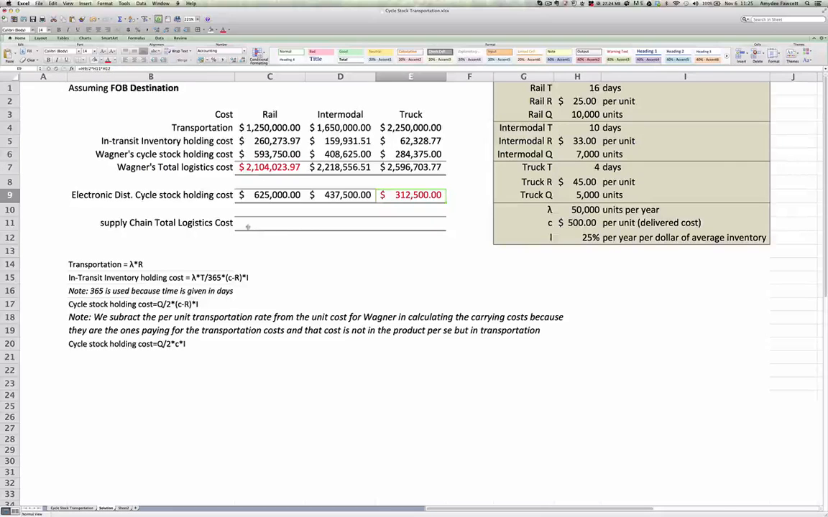Well, what if we take a global optimization perspective? What if we want to try to minimize total supply chain costs? Well, let's take a look at the sums of those two costs and you will quickly see what happens here. If we sum up the costs of Wagner and Electronic Distributors, you'll see that the lowest cost option would actually be to choose the intermodal transportation. That way we would minimize the sum of the cost to Wagner and Electronic Distributors, who would maximize the supply chain efficiency.